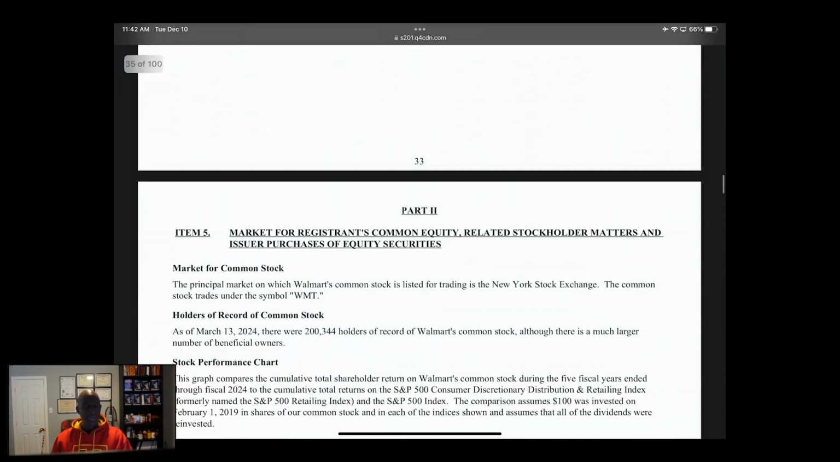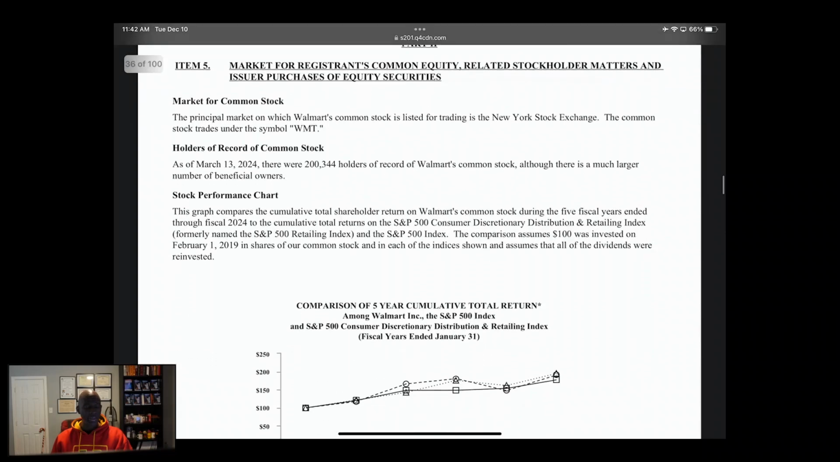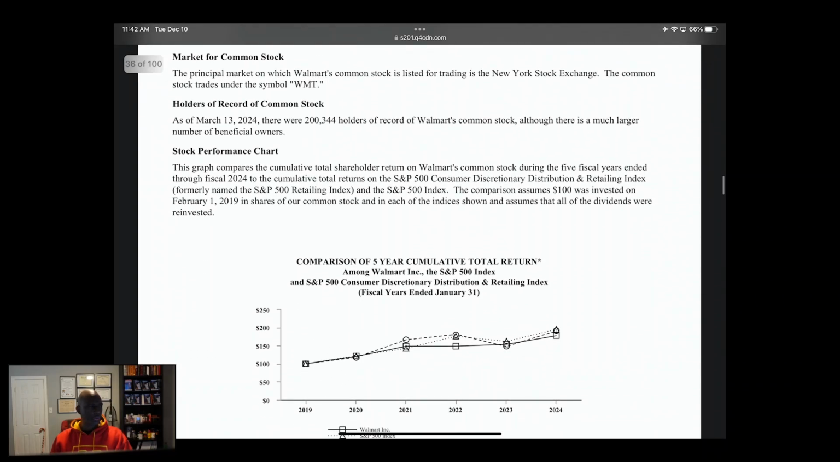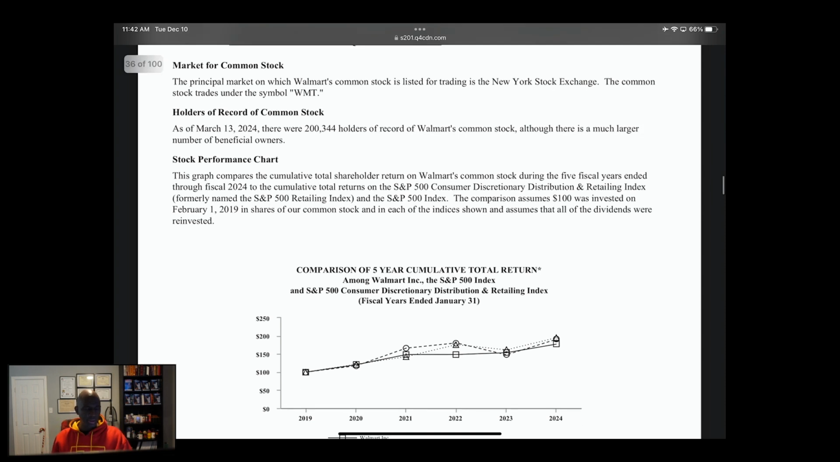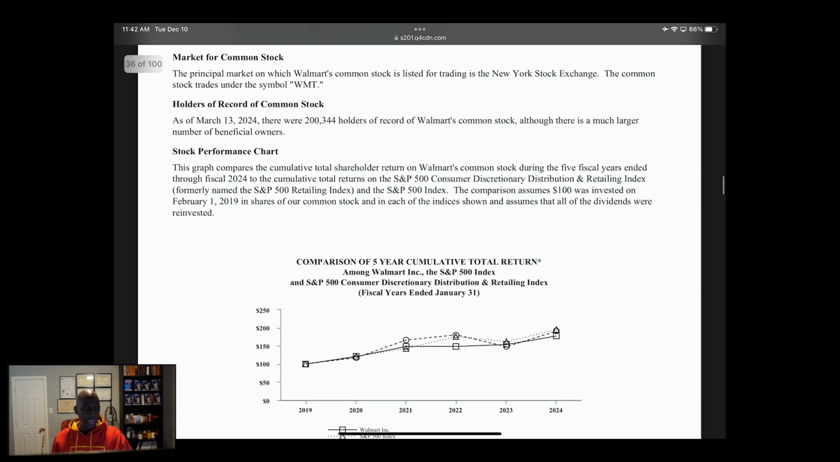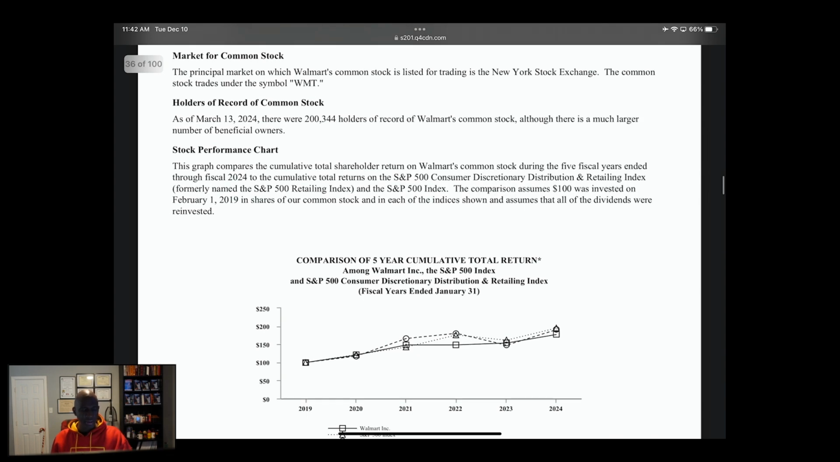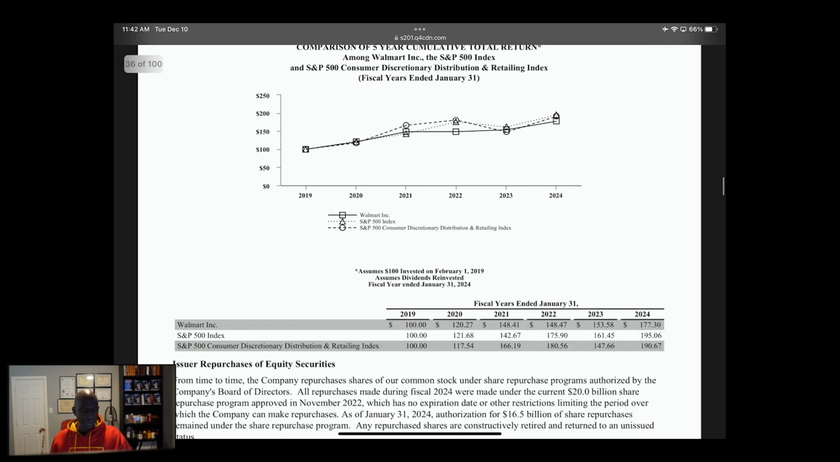Again, the data we're looking at here, this is actual Walmart data. This is the actual 2024 annual report, and it's available out there to the public. So if you want to go out there and get it, you can. It's at walmart.com. Look under investors, and you can see the same thing that we're looking at here.